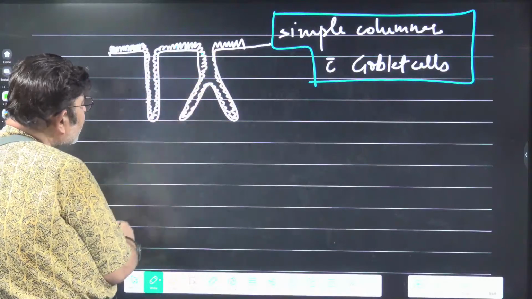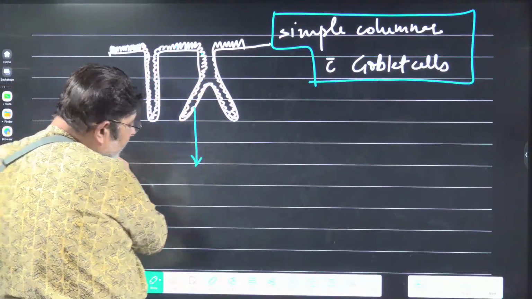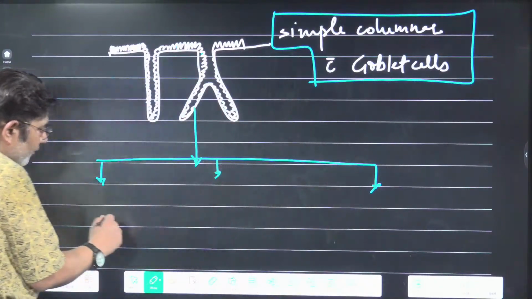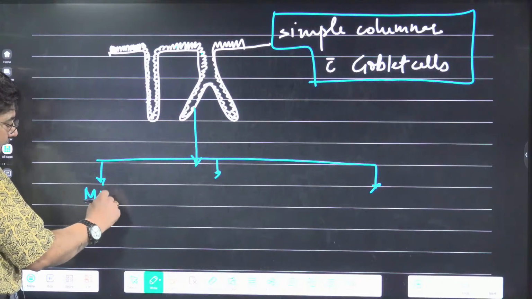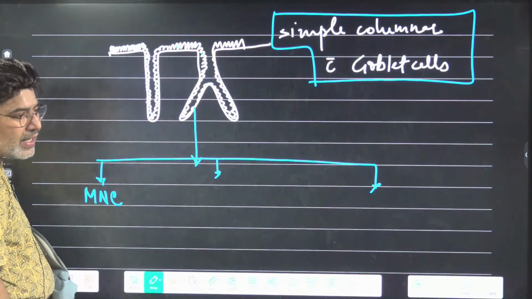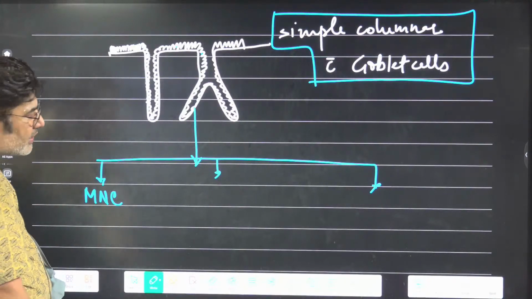These are the gastric glands. Three types of cells are present. Let me tell you the name of those cells. We have to remember the name of the cells. One cell is called MNC. MNC stands for multinational company, but here MNC stands for mucous neck cell.